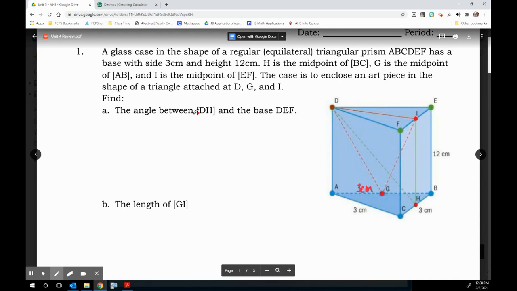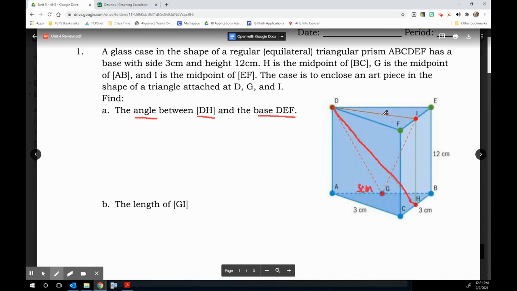Part A, we're looking for the angle between DH and the base DEF. So between D to H, just that green dashed line that you can see in there, between that line and the base DEF on the top. So thinking about DEF, even though it's an entire base, we can create a triangle using DH with a piece of that base.